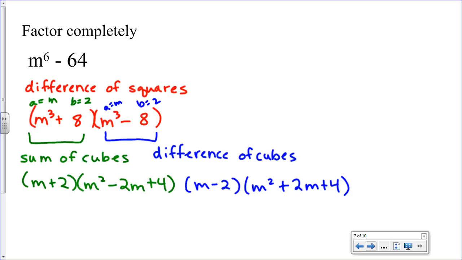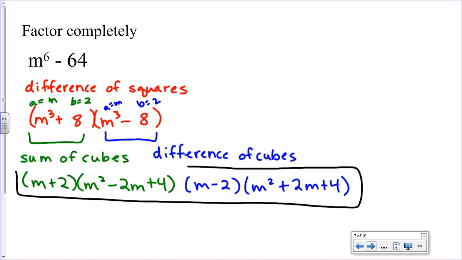Okay, I don't care about the order, so once you have this, you can be done. You don't need to rearrange anything. We're not trying to multiply anything back together. Okay, so we're factoring. Yes. Sure. Okay, any questions about that?